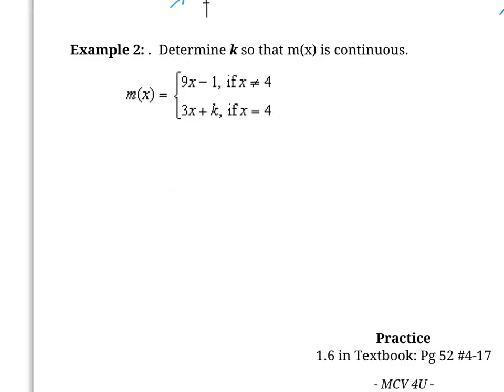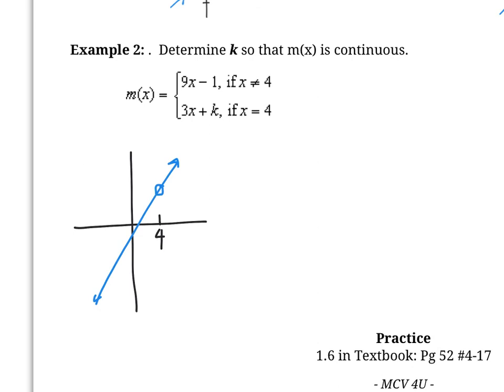Lastly, we have a question, and it says determine k so that m(x) is continuous. m(x) is a piecewise function, and the first piece of that piecewise function, notice how it's just a linear function, and it exists everywhere x does not equal 4. So we can always start by graphing this. The function looks like 9x minus 1. So it's a very steep line that crosses at negative 1, something like that. And we know it does not exist at 4. So if we make this 4 right here, it does not exist there at 4.